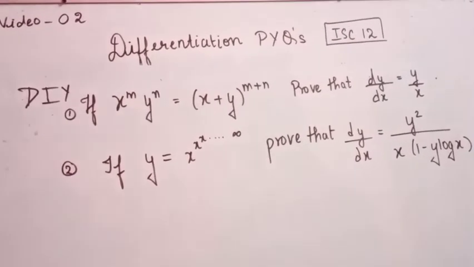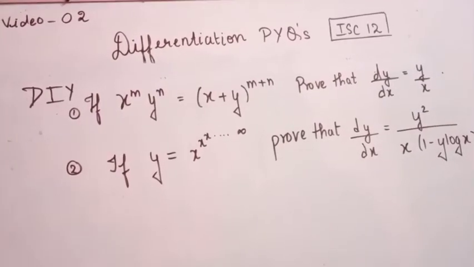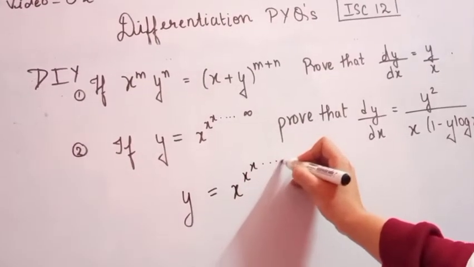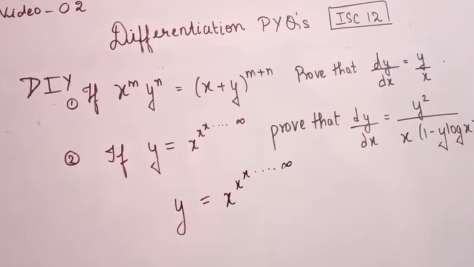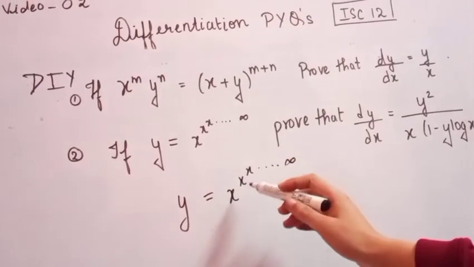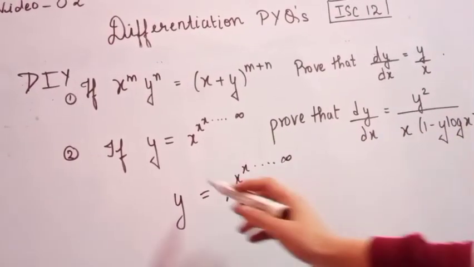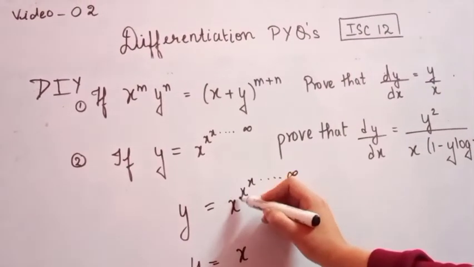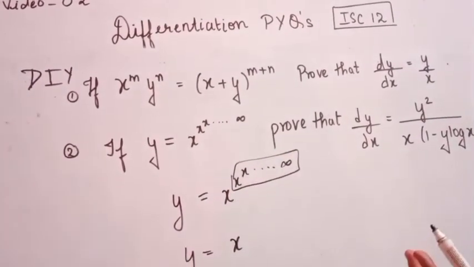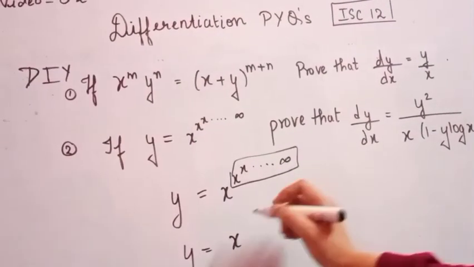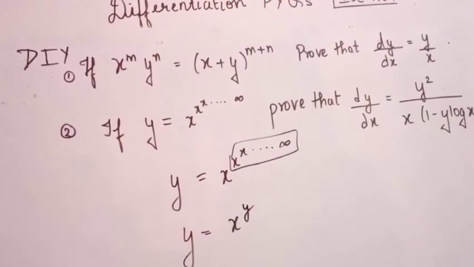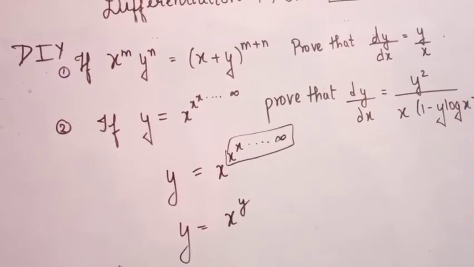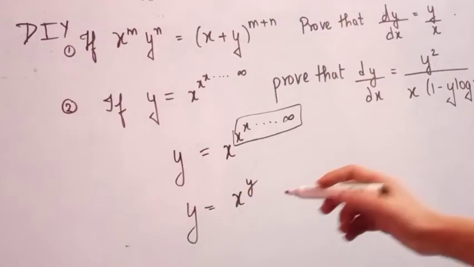Okay, let me just give you a hint for the second question. See, y equals to x to the power x to the power x, till infinity, right? If you notice it carefully, x to the power x and up till infinity, it's equal to y, right? So can you just write x? Then if you notice this part, it is also equal to y, right? If you could get it. So the equation is y equals to x to the power y. That is what you have to observe in these type of questions. Then you can differentiate it with respect to x and you'll get this answer.